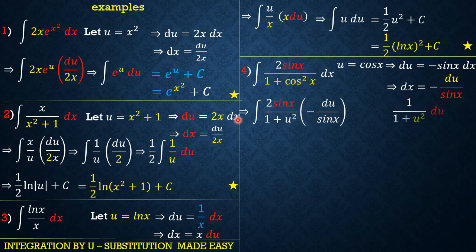When that happens, and we have a 2 here and a negative, they can go out of the integral. So we are now going to have negative 2 times the integral of 1 over 1 plus u squared du. As we saw earlier, what is the integral of 1 over 1 plus u squared du? Great, it is arctangent of u, or tan inverse of u. So we are going to have negative 2 times the tan inverse of u plus c. But what's our u? Cos x. So we have negative 2 times the tan inverse of cosine of x plus c. Great. We are done, that's the answer.